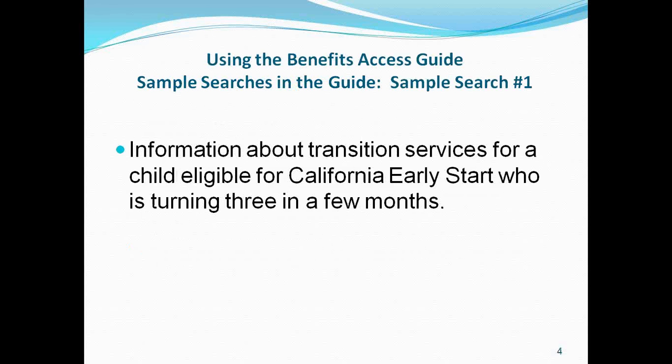To help you use the guide, I will take you through 2 sample searches that will illustrate some of the key features of the guide and show you how you can look up information that you are seeking in this resource. Starting with sample search number 1, we are looking for information about transition services for a child eligible for early start who will be turning 3 in a few months. This refers to a child who is approaching her 3rd birthday and will require transition planning because when she turns 3, she will no longer be eligible for early intervention services.